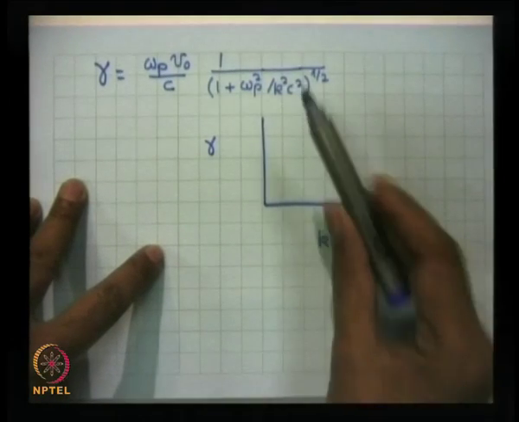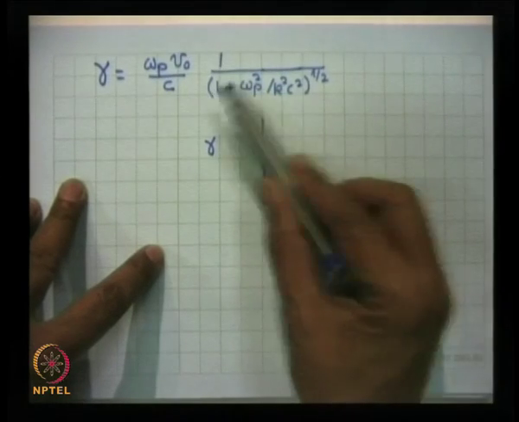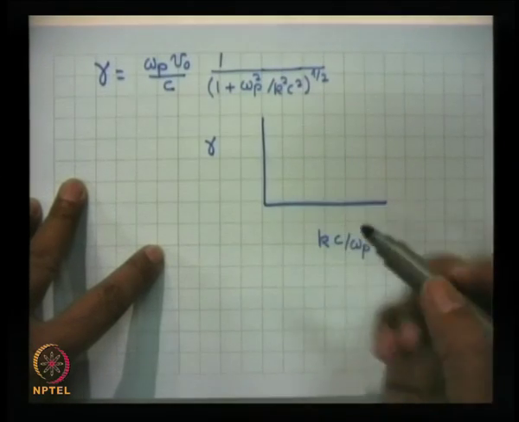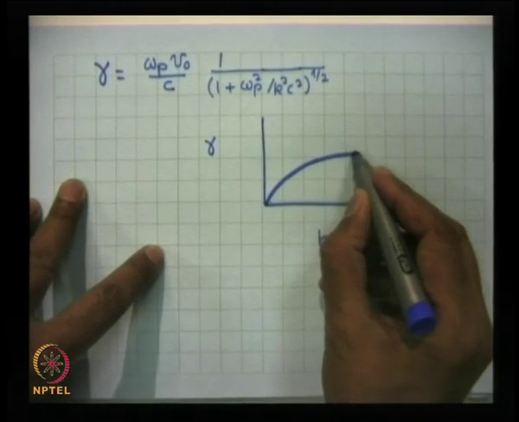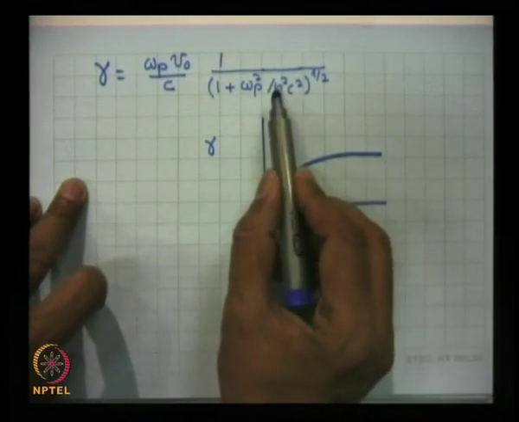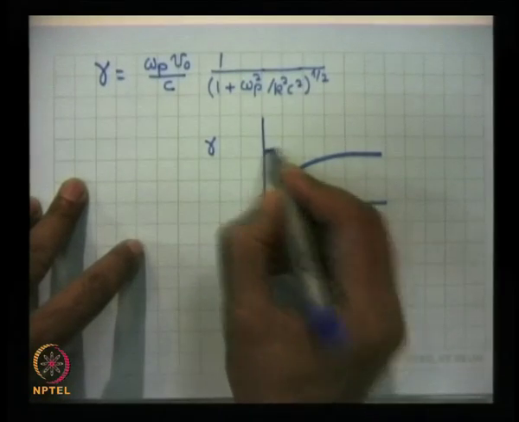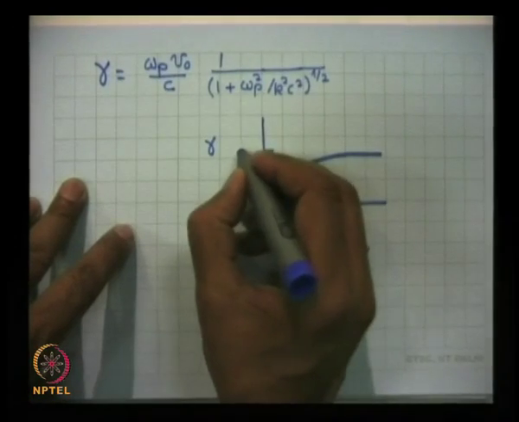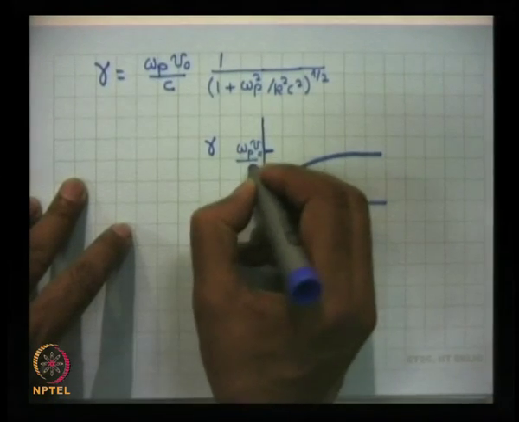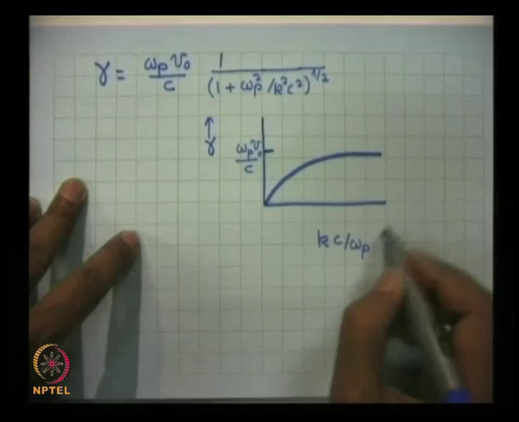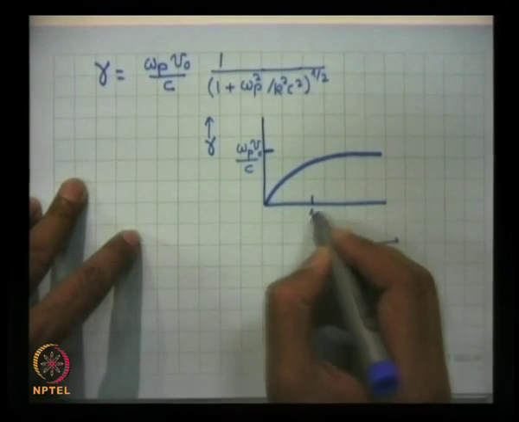When k is 0, this term is very large, one can be ignored, and very large in the denominator means gamma is 0. Actually this really goes like this. And at very large values of k, this term is negligible. So, growth rate tends to a value here which is omega p V0 by c. This is the value, growth rate goes like this, and this is typically 1 is here somewhere, this is like 2.